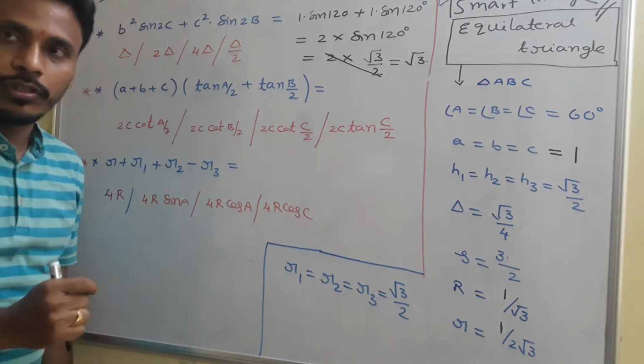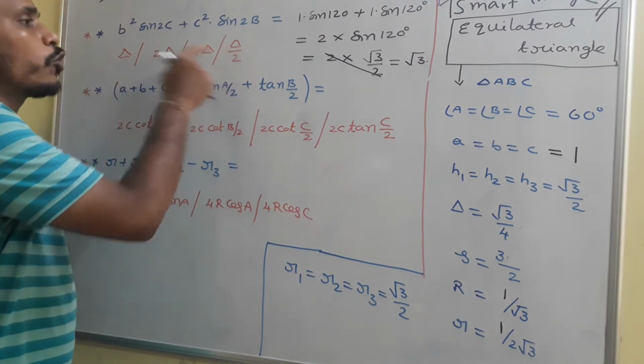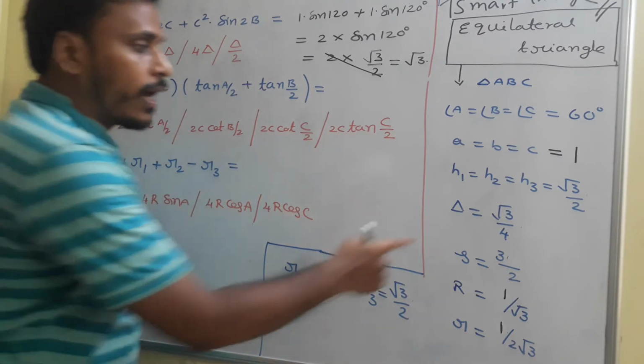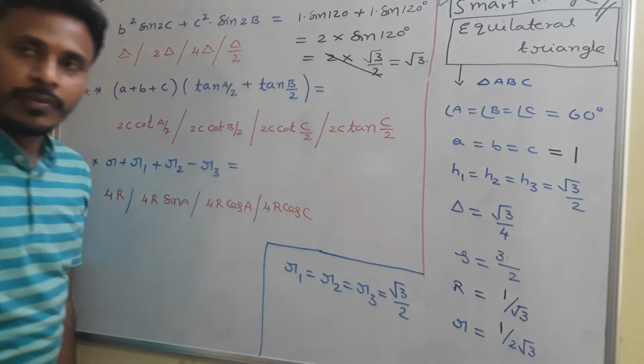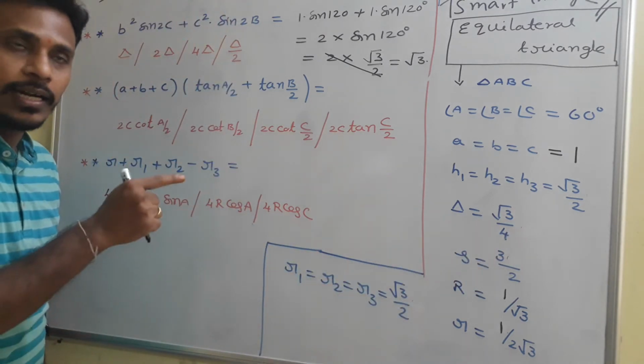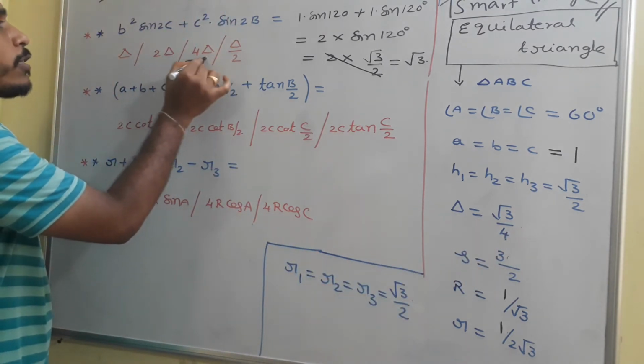So your answer is root 3. Now among the options you need to choose one option which gives us root 3. It is in terms of delta. Delta is root 3 by 4. Since delta is root 3 by 4, what is root 3? 4 delta. So your answer for the problem is 4 delta.